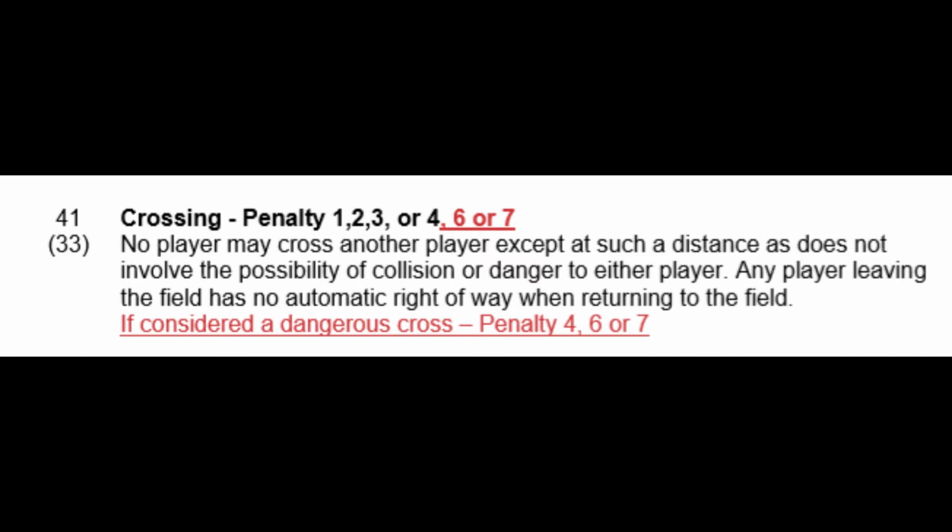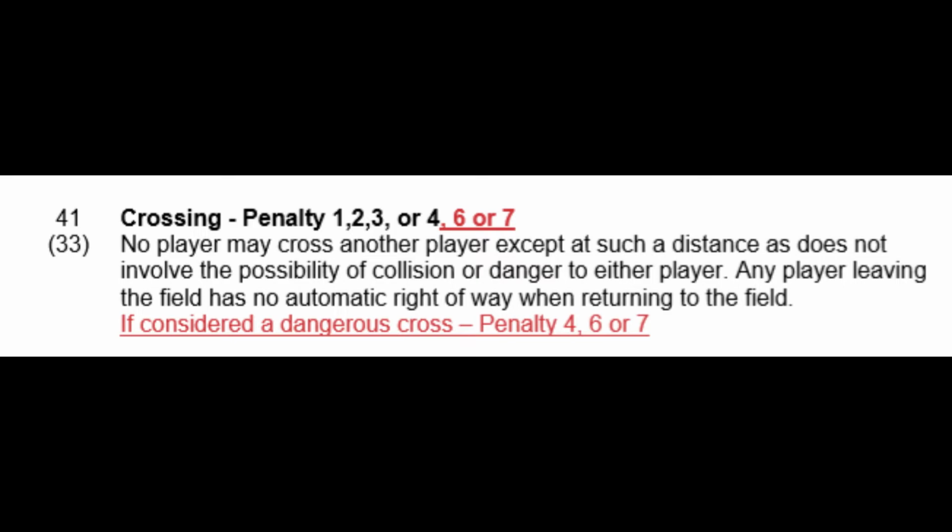The rule is as it was, that if you are crossing across another player's line, and that doesn't necessarily mean the line of the ball, it means cutting across in front or behind another player, then you must do it at a safe distance. So there's no possibility of collision or danger.